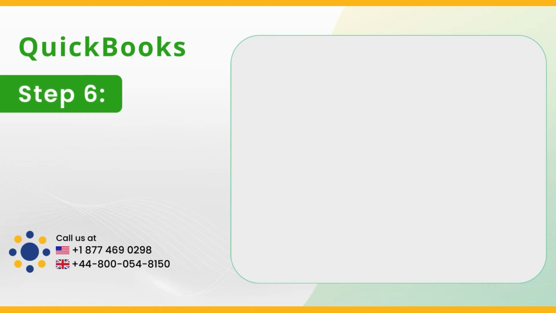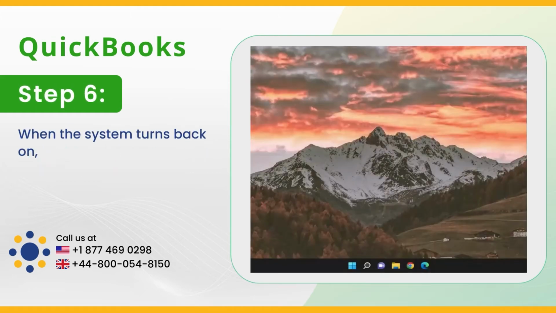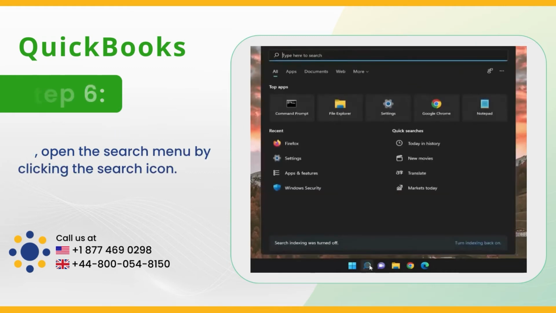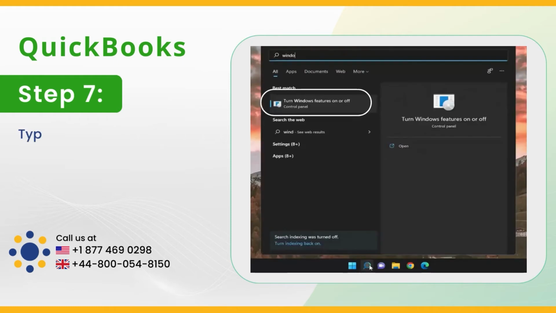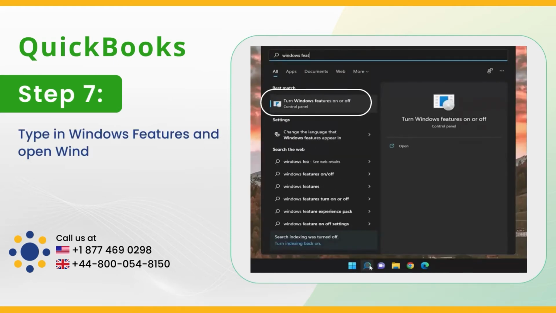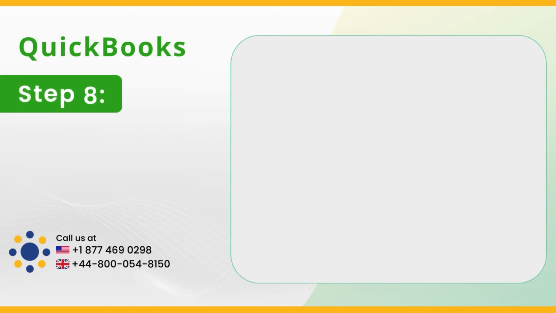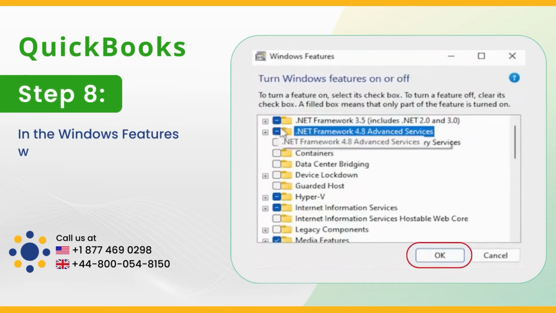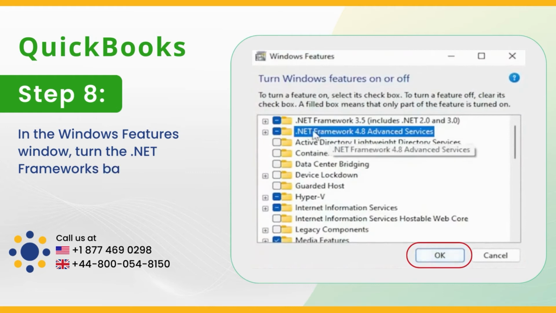Step 6. When the system turns back on, open the search menu by clicking the search icon. Step 7. Type in Windows Features and open Turn Windows Features on or off. Step 8. In the Windows Features window, turn the .NET Frameworks back on and click OK.